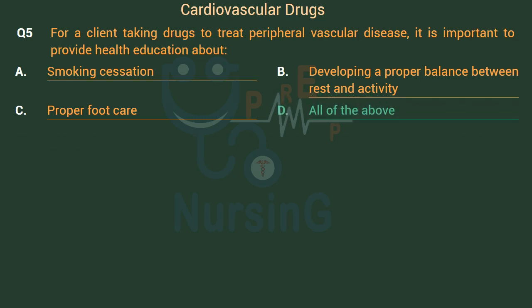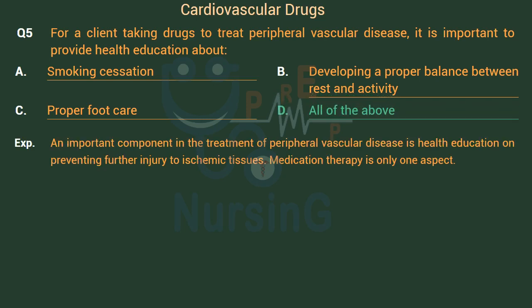All of the above. An important component in the treatment of peripheral vascular disease is health education on preventing further injury to ischemic tissues. Medication therapy is only one aspect.